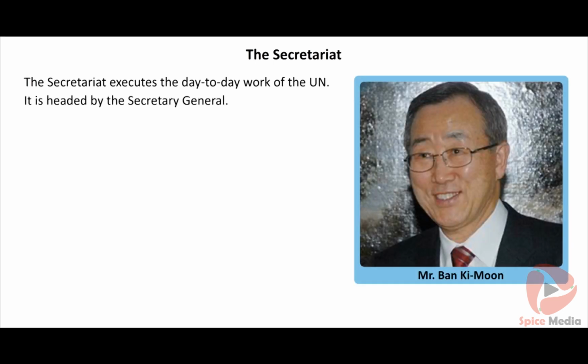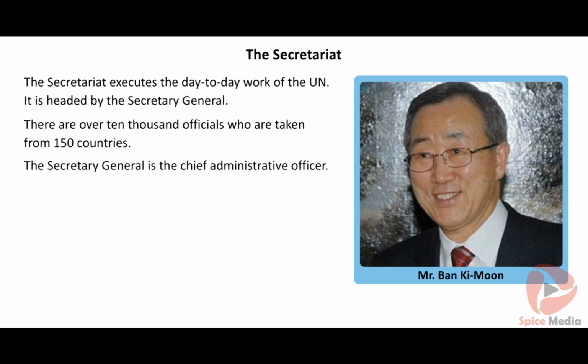The Secretariat. The Secretariat executes the day-to-day work of the UN. It is headed by the Secretary General. There are over 10,000 officials who work for the UN Secretariat. These officials are taken from 150 countries.